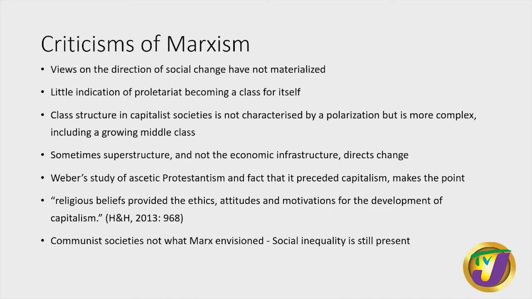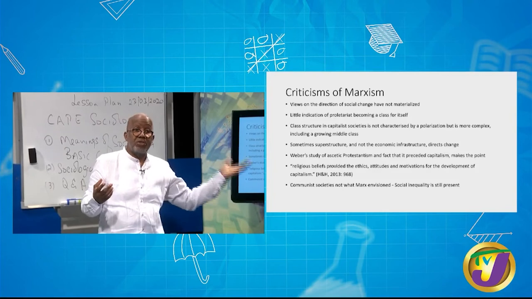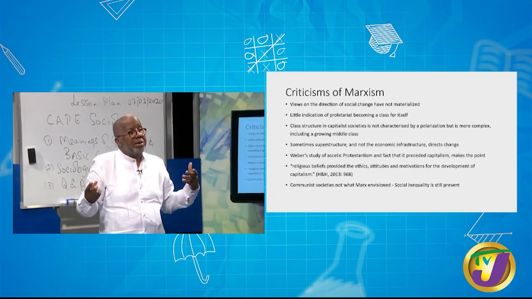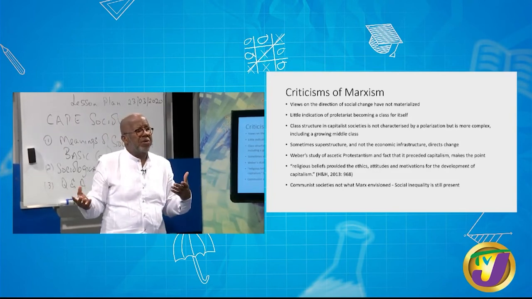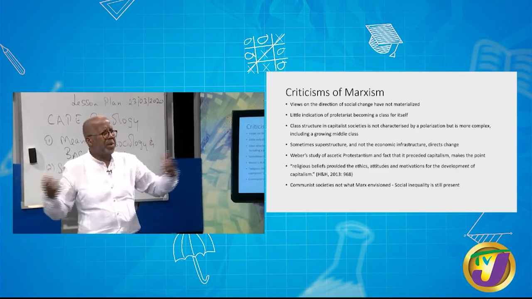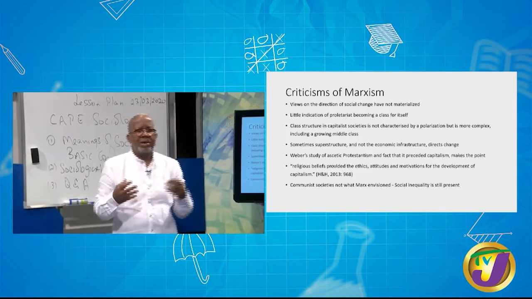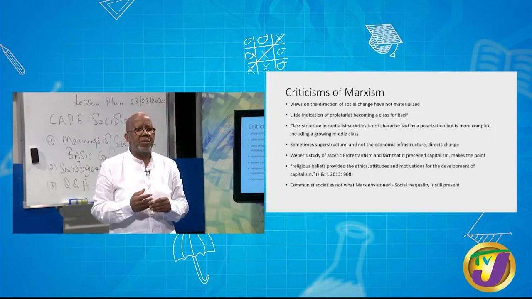Communist societies are not what Marx envisioned. Social inequality is still present. In 1917, when they had the Bolshevik Revolution, they said Marx's theory will come through. But by the time we reached 1980, going on into 1990, we had perestroika in Russia, where people began to say, we kind of prefer a capitalist society. Because I can't understand why, if I'm in charge of 5 million people, I'm living in the same house as them, driving the same car. So this idea of a classless society never materialized.